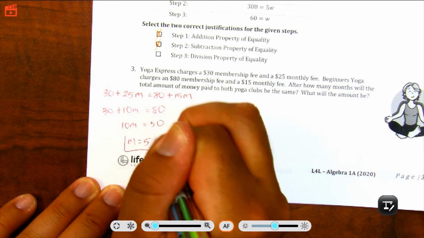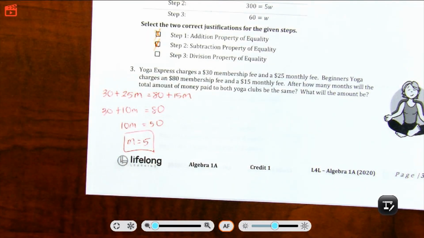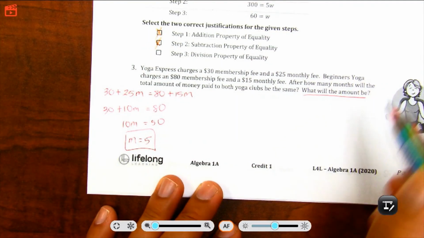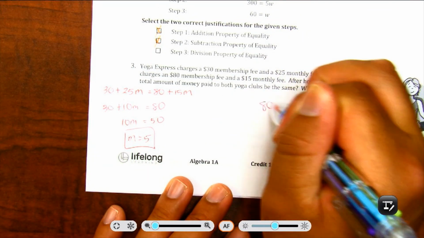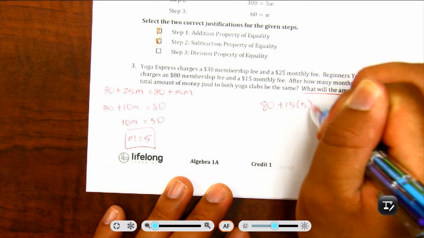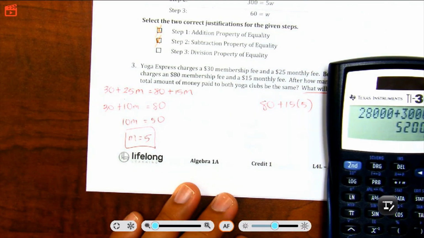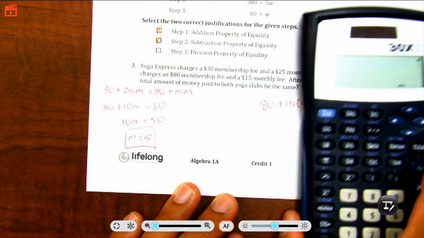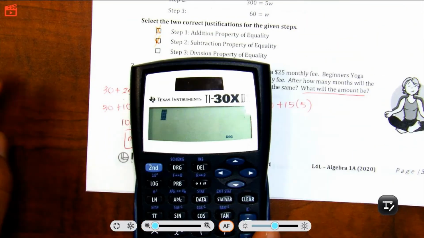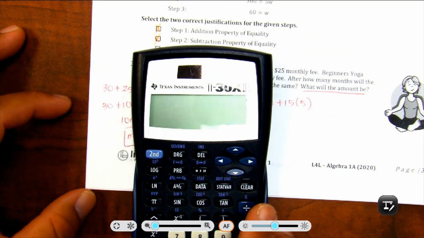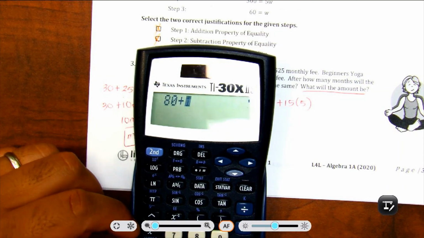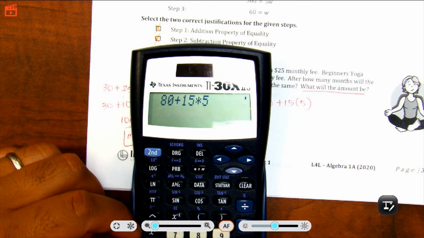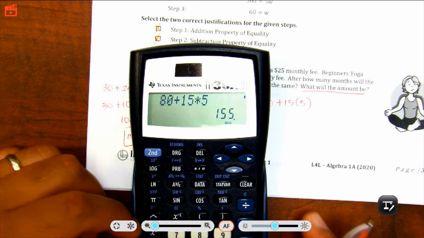So it will take 5 months for the amount to be the same. But then what is that amount? That's the second question. We're going to pick one of these expressions, so I'll pick the second one. 80 plus 15 times 5. Let me see if I could show you without the glare. So 80 plus 15 times 5, $155.